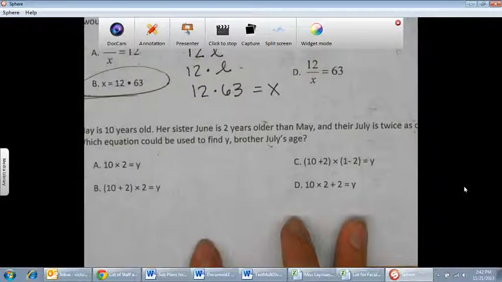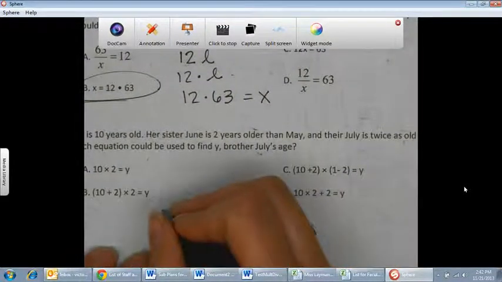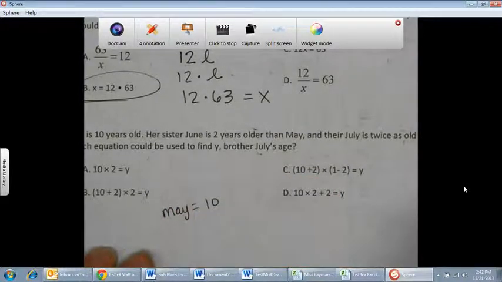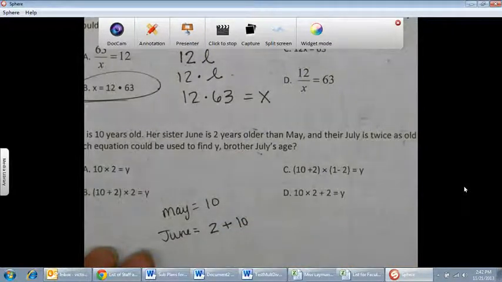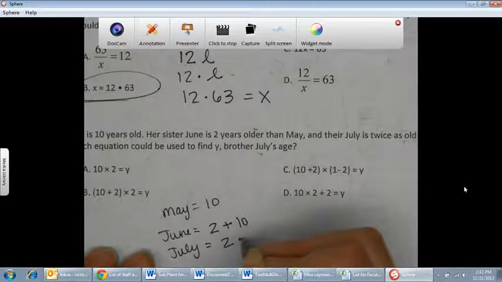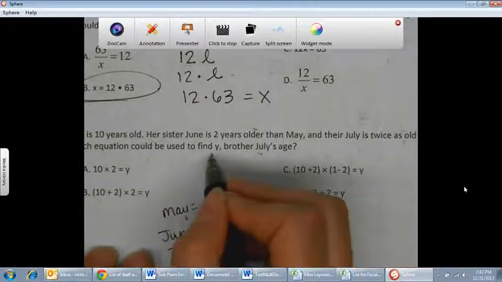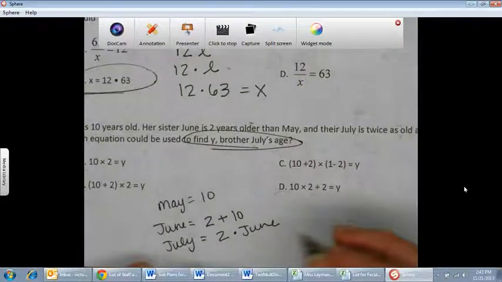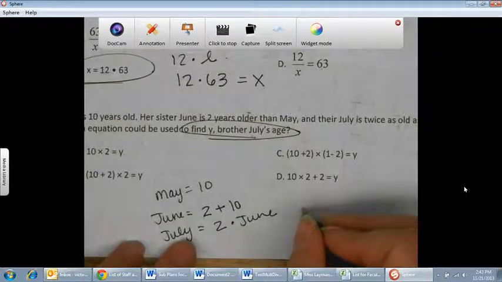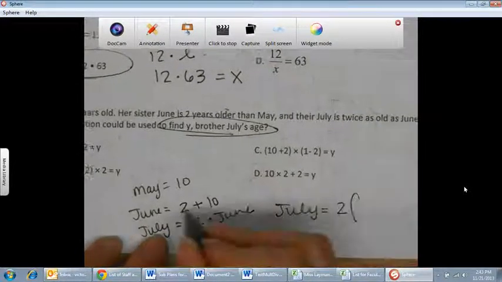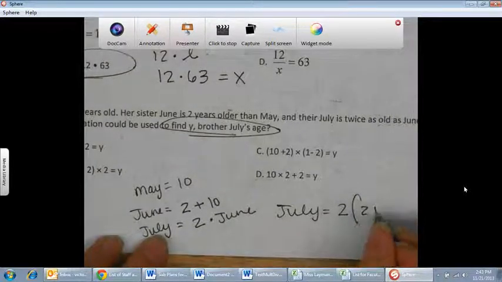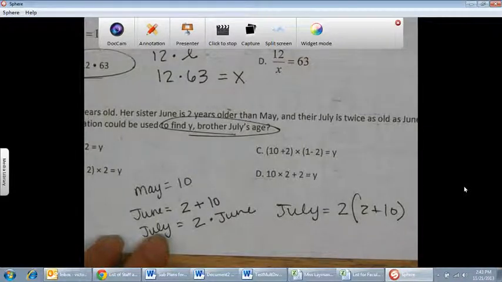And then the last one says that May is 10 years old. So May is 10. And it says that her sister June is 2 years older than May. So it's 2 plus 10 because May is 10. Then it says July is twice as old as June. Which equation could be used to find the brother's age, July? So July, remember, was 2 times the amount of June. So July would be equal to 2 times the amount of June, which we just said was 2 plus 10. And that would give me how much y was.